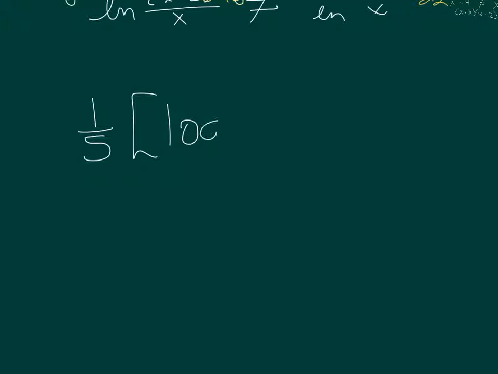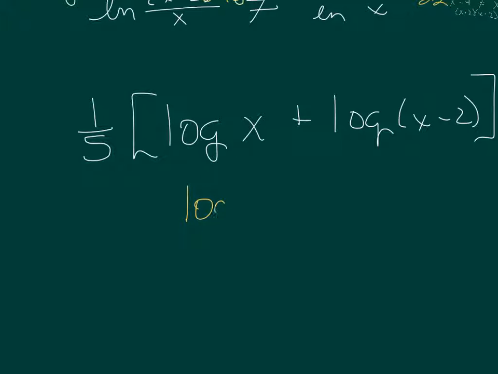Let's try 1/5 of the log of x plus the log of x minus 2. Normally, you want to work from the inside out. So what would be the first step here, Elizabeth? Just log x times x minus 2. Okay, you could do the log of x times x minus 2. And here, if you want to, 1/5 stays here.